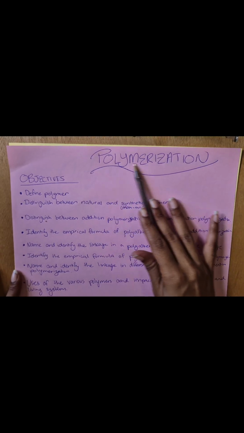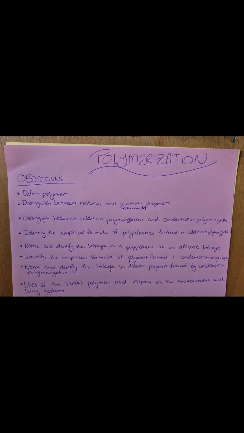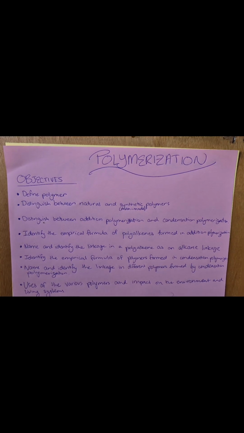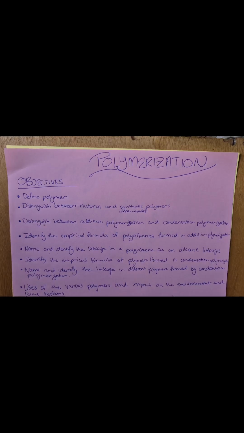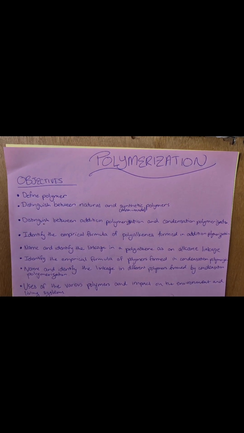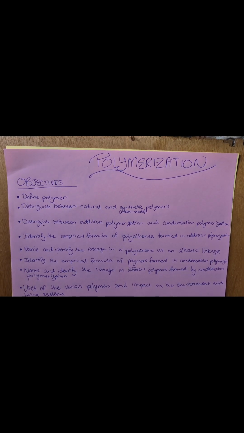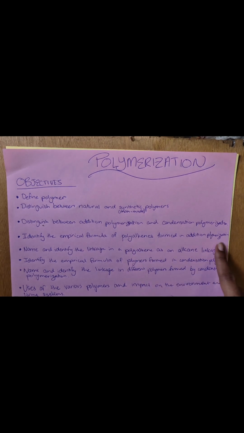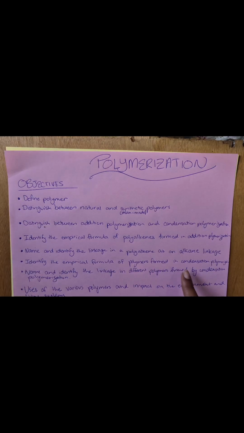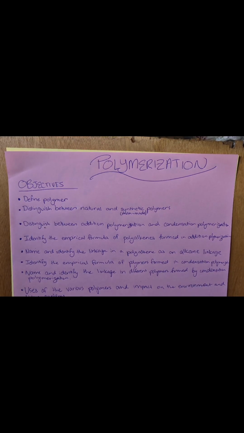This video is going to be all about polymerization. In this video, we're going to learn what a polymer is. Then we're going to distinguish between natural and synthetic polymers, or man-made polymers. We're going to distinguish between addition polymerization and condensation polymerization, and learn how to identify the empirical formula of various polymers, polyalkenes, which are formed by addition polymerization, and also polymers that are formed by condensation polymerization.